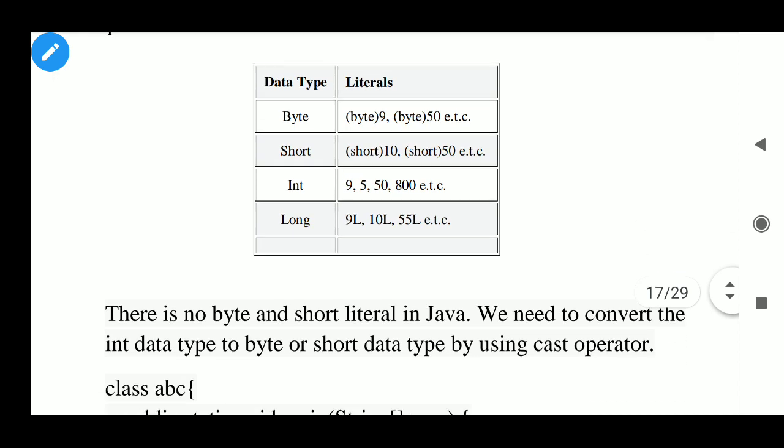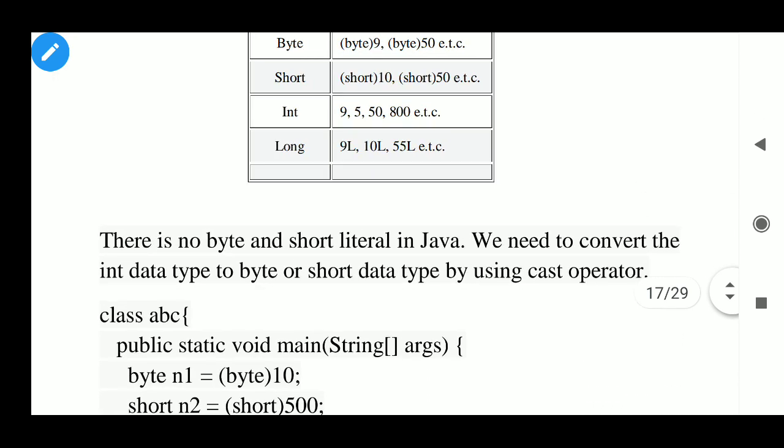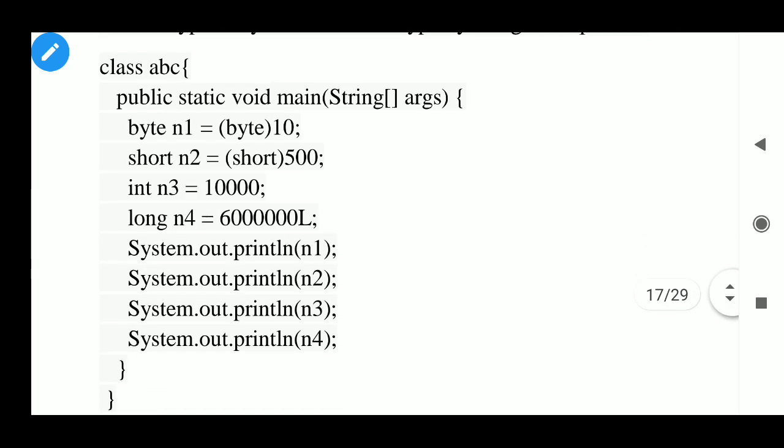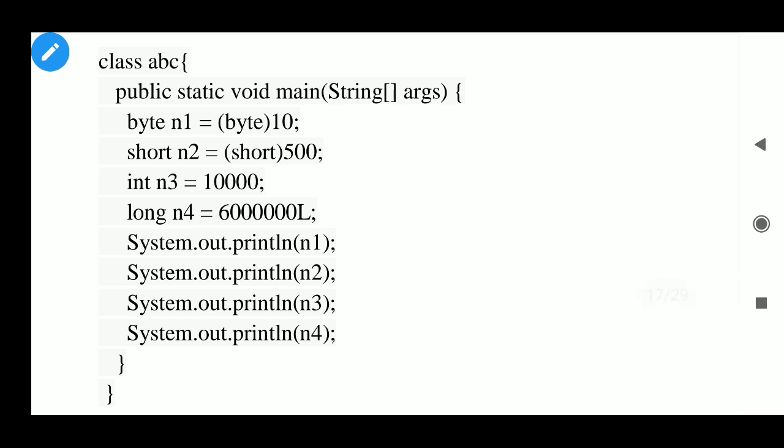So come forward. There is no byte and short literal in Java. We need to convert the int data type to byte or short data type by using the cast operator. We have to use the cast operator. With one example, I am explaining to you. Suppose there is a program, class ABC, public static void main, byte n1 is equal to (byte) 10.